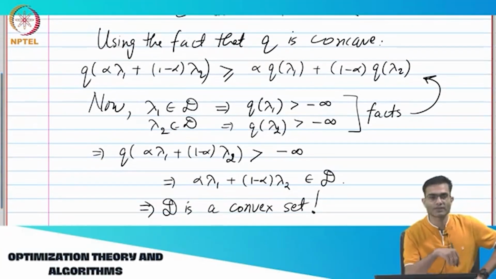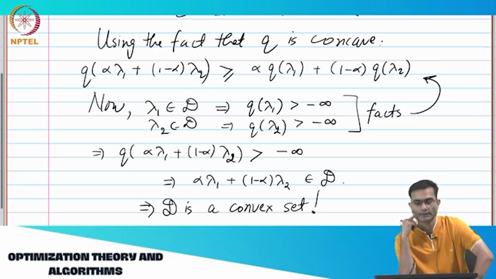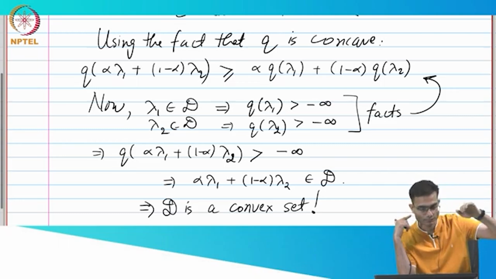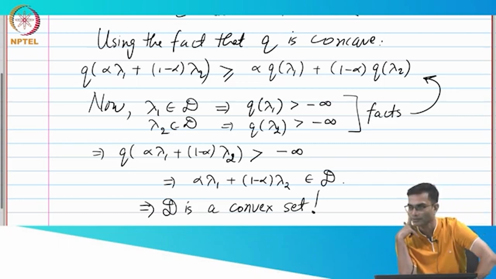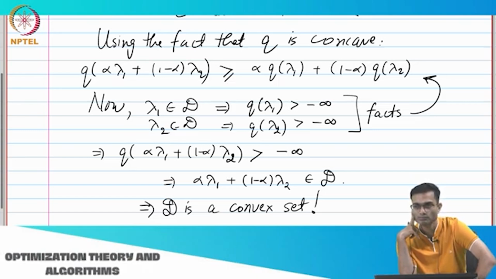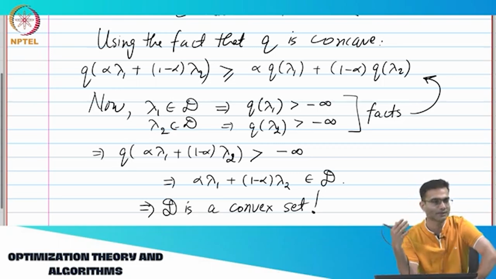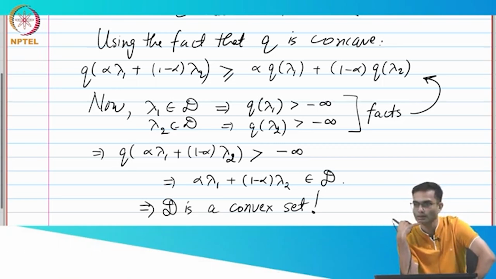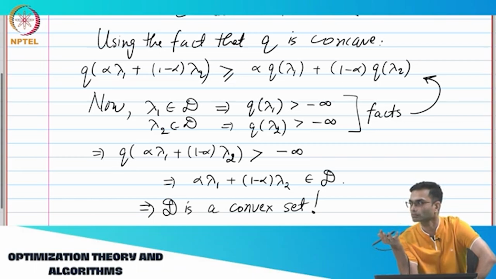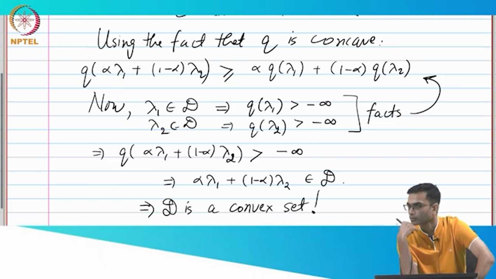So did everyone follow this very simple logic? We use the previous fact that the function is concave. Concave means that the function value is above the convex combination of the function values, and that's it. If lambda 1 is in D, if lambda 2 is in D, then put together this implies that their convex combination also is in D. Means it's a finite number.